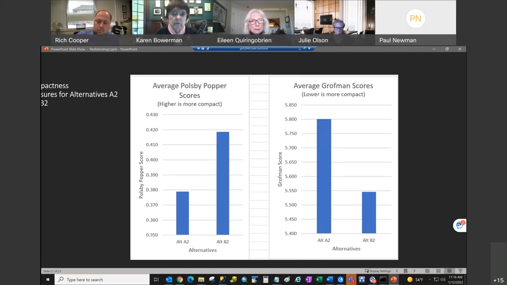And the Grofman is just a number above zero. The closer to zero, the more compact. But again, just in fairness, neither of these scales start at zero. Again, just to emphasize the difference there. Are there any questions on this?